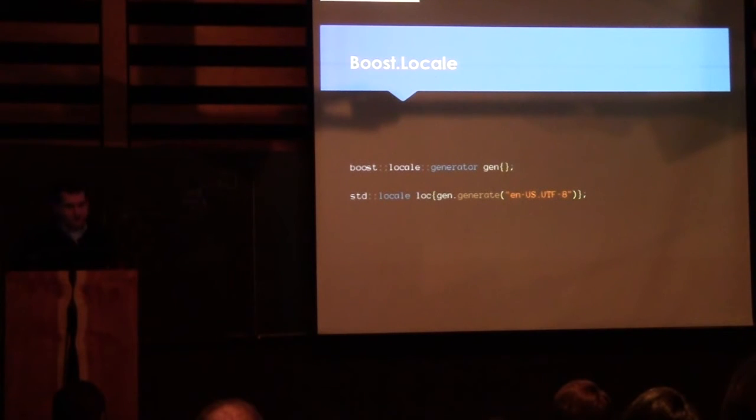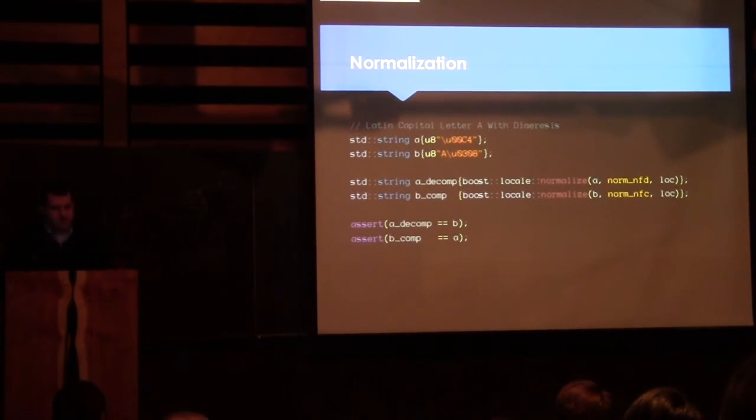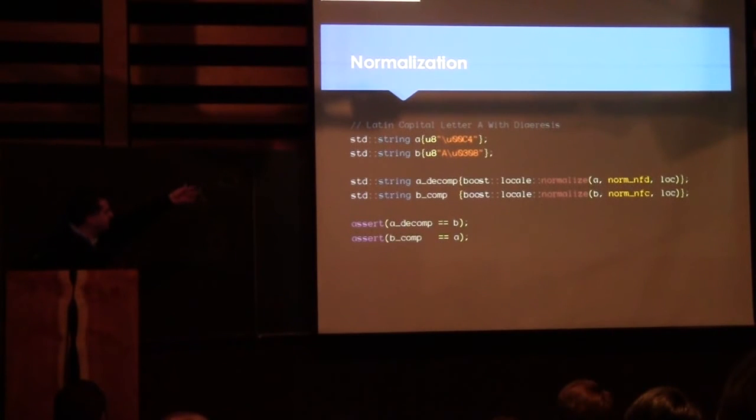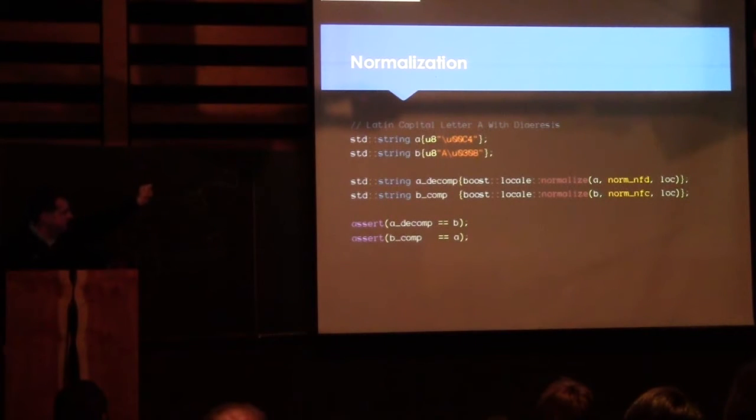To start off with, usually you need to create a locale. So here, for example, we create an English locale with support for UTF-8. The Boost locale generator is basically like a container that stores the locales you've created, because creating them is very expensive. So we can use this for normalization. For example, here we have two strings. The first one is the precomposed form of the Latin letter A with the diaeresis, and the second one is the decomposed form. And it just has a normalize function that takes the string, the locale, and then the normalization form that you want to use. And we can assert at the end that we've actually done the transformation like we'd expect.